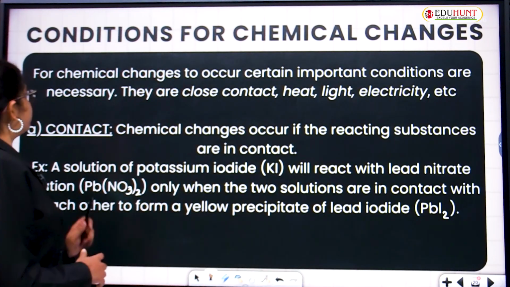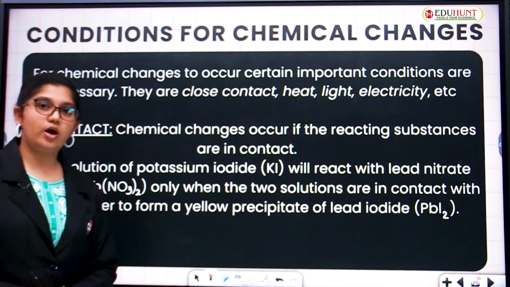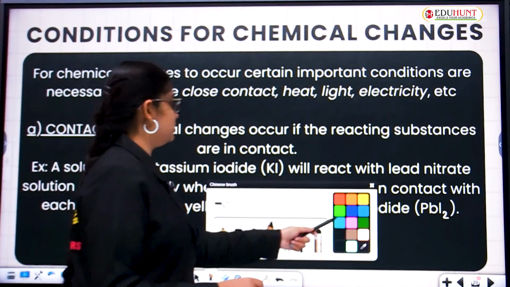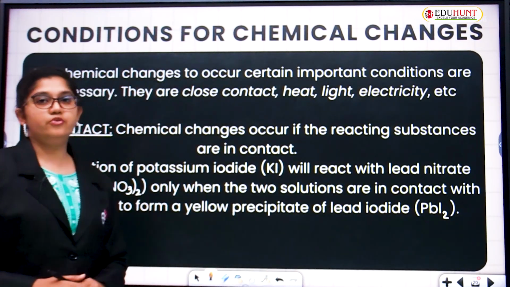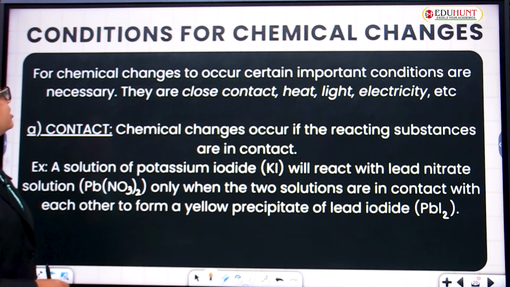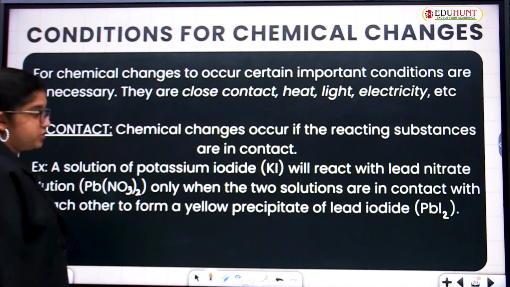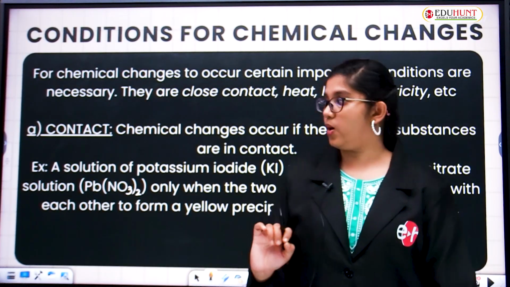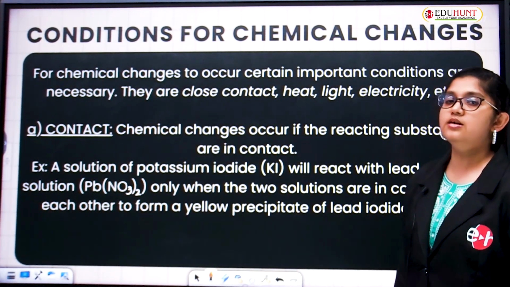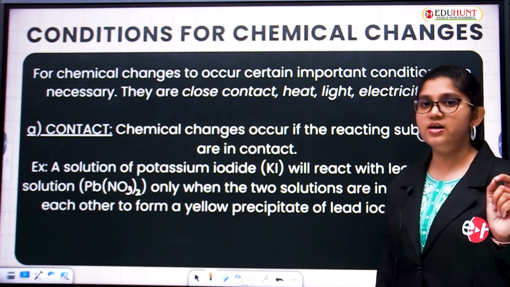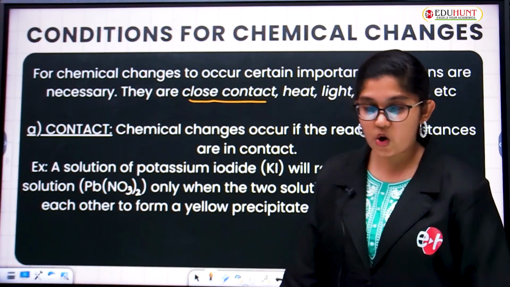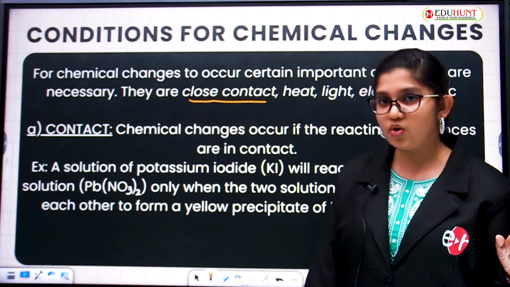So, here we have the conditions. One by one we'll see what's that in detail. Here we go with the conditions for chemical change to occur. For chemical changes to occur, certain important conditions are required. In the sense, they are necessary for a chemical reaction to take place. They are nothing but close contact. What's the first one? Close contact.